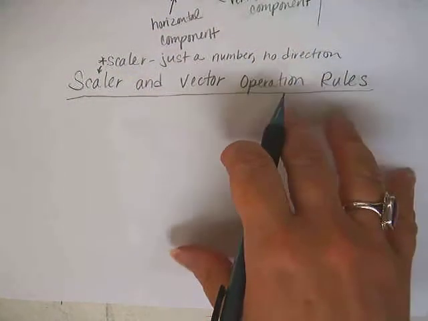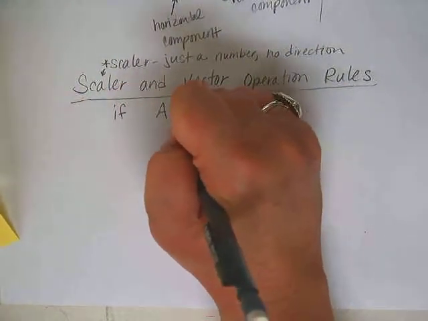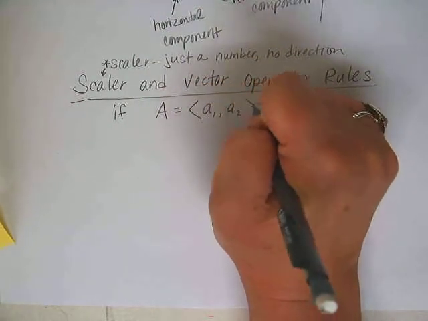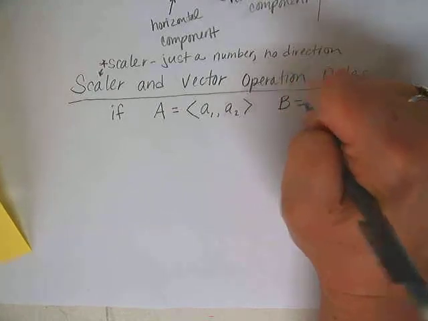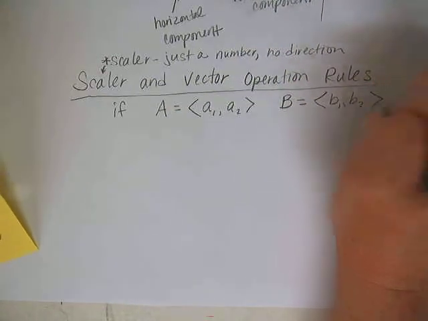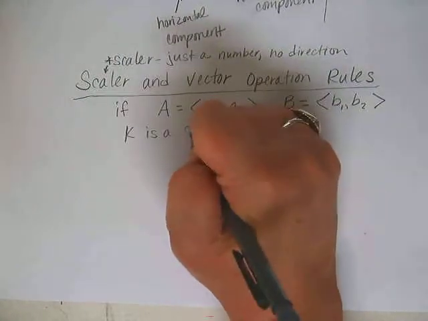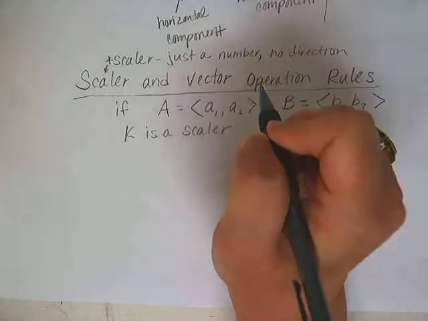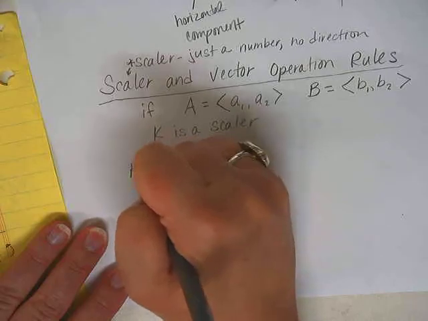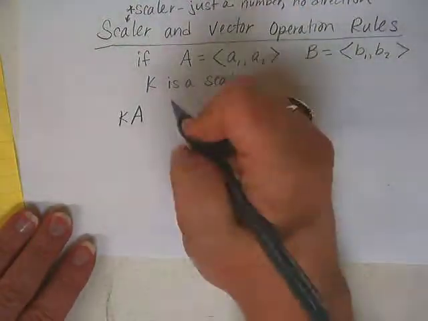Okay, so these are just some basic operations. Suppose we have two vectors. Let's say we have vector A represented by components A1, A2. And let's suppose we have vector B represented by components B1, B2. And let's suppose that K is a scalar. Okay, let's suppose we needed to find K times vector A. What do you think that would mean we would do?